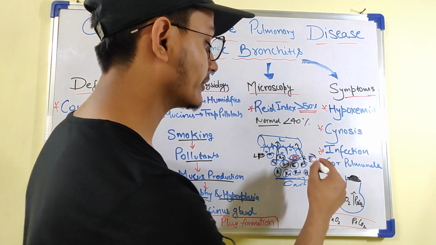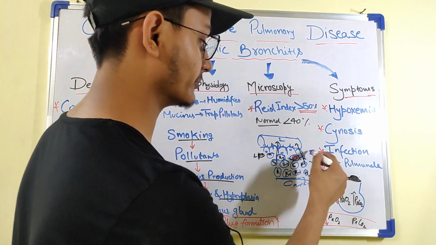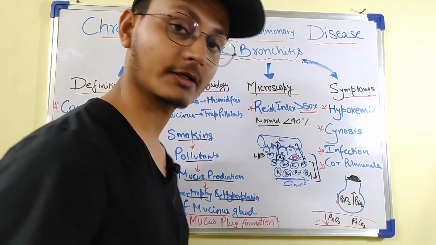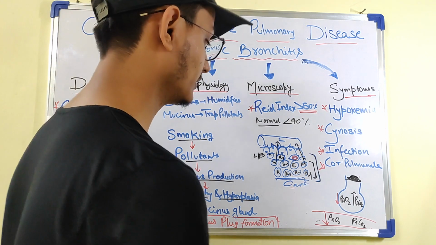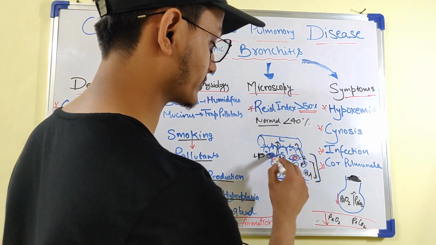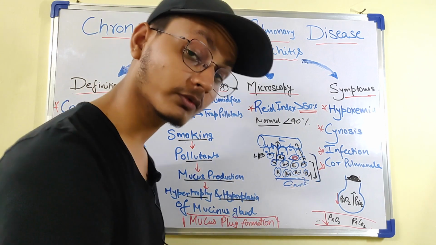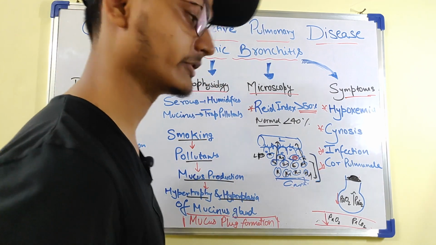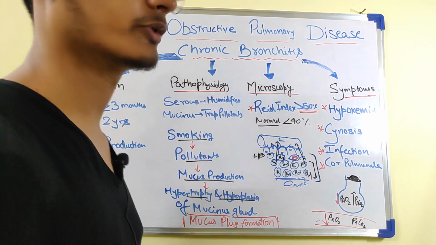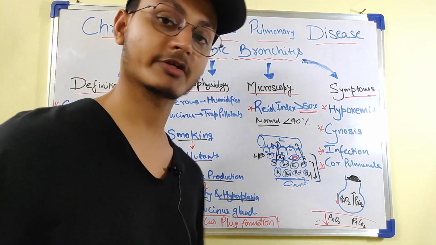Now when that increases to more than 50%, we say the Reed index has increased more than 50%. Fine. As we can see here, the mucus glands have reached this area, to this area, to this area. Maybe they could even reach down. Okay, they could increase in number basically. And when they increase more than 50%, we say the Reed index has increased to more than 50%.